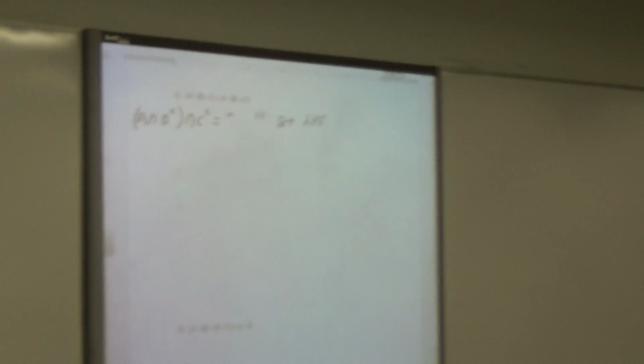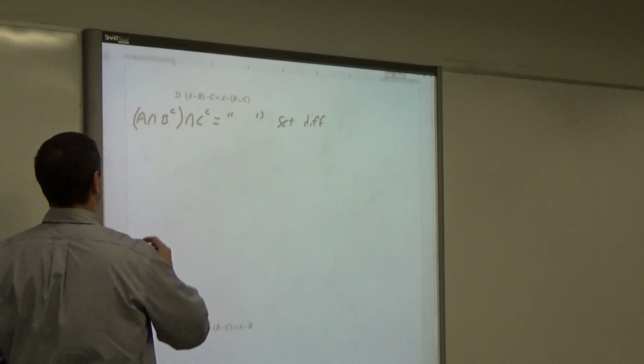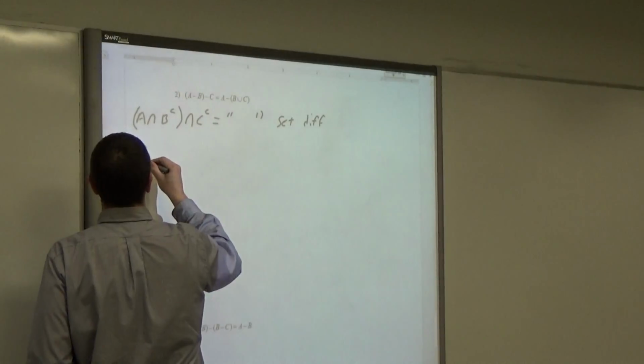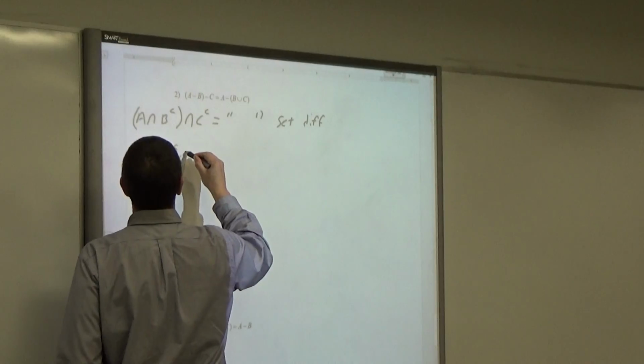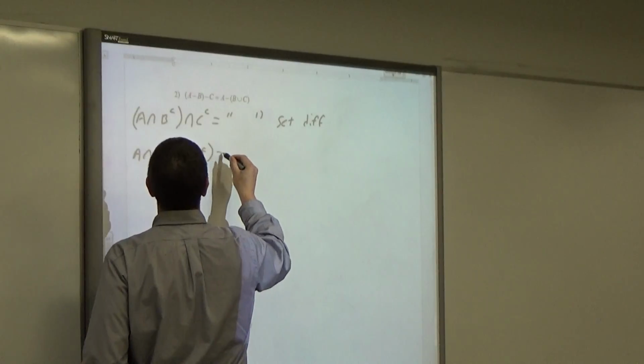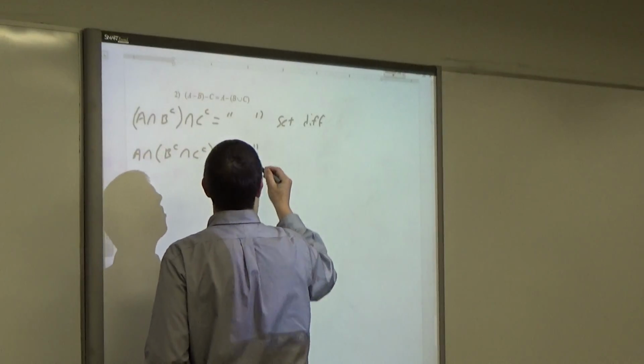Mr. Art, can we use an associative now, sir? Yes, we can. We don't want to use distributive law because we're not using alternating symbols. Now we just have an intersect and an intersect. So let's just move those parentheses around. So this would be A intersect quantity, B complement intersect C complement. That's just our associative property.